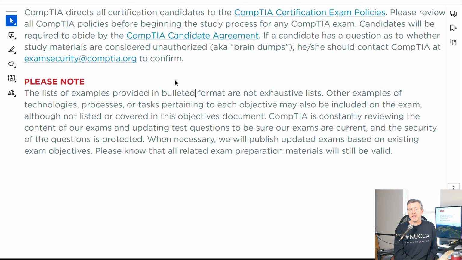Please note that all related exam preparation materials will still be valid. And that's where I was saying, even using some of the materials from 601 and 501 and 401 even, a lot of that stuff hasn't changed. There's really not a difference between asymmetric and symmetric encryption from four exams ago versus today. The concepts there are still the same. A digital signature, where we're basically encrypting the hash and then decrypting that hash, that concept hasn't changed. So some of the older materials are still going to be valid for preparing for this SY0-701 exam.